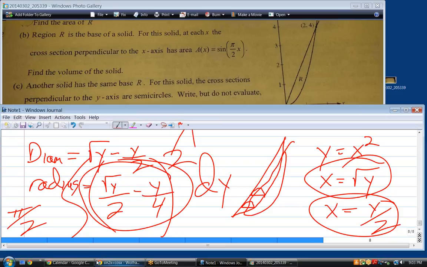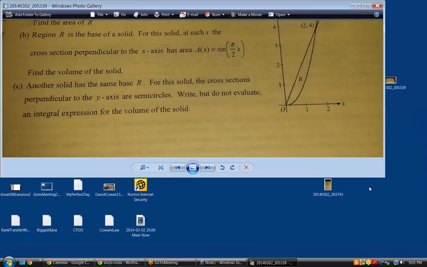That's it. She said the same thing. Okay. We don't even have to solve it. Just write the expression, you don't have to evaluate. You just have to put the expression. Yeah. All right.